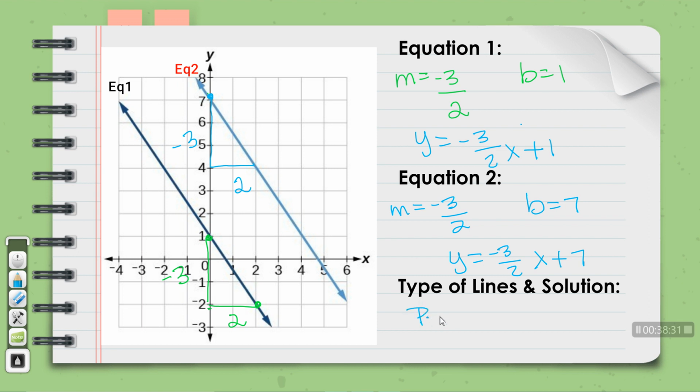Type of lines, parallel. This time it says, I totally butchered that. Let me try this again. Parallel. And what type of solutions does it have? Oh, no solutions. I almost messed up there. I'm trying to go too fast. No solutions. Parallel lines.